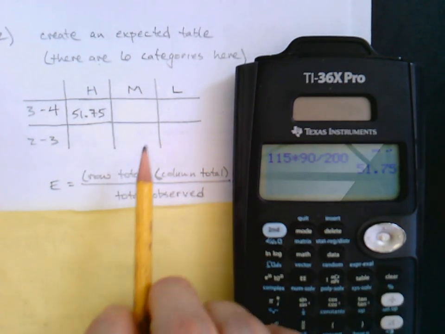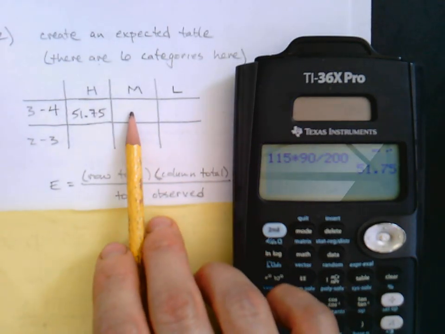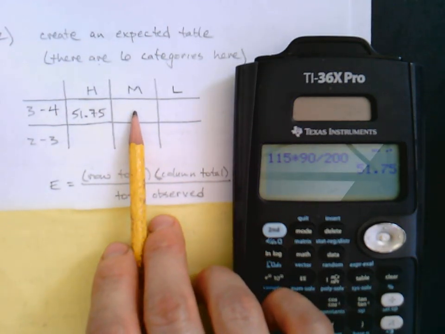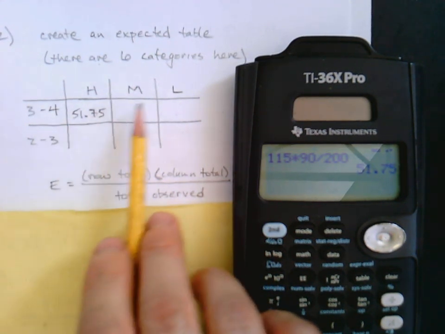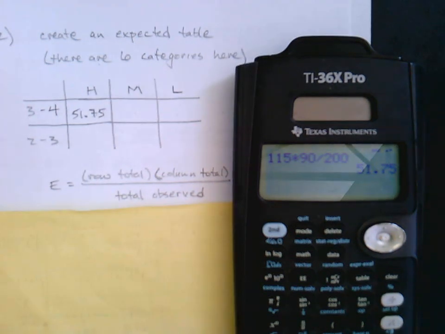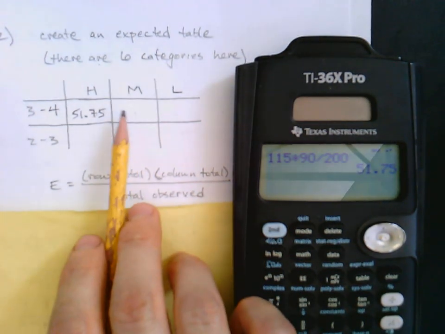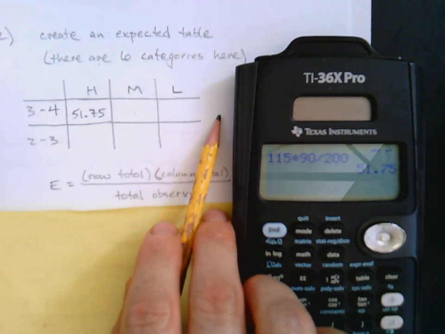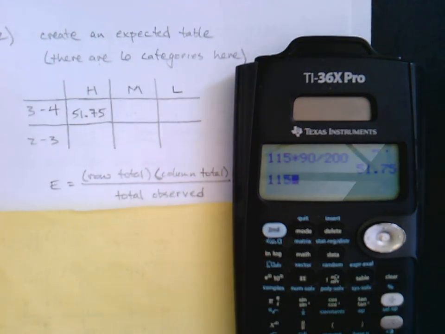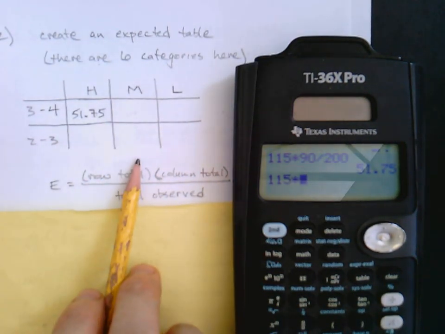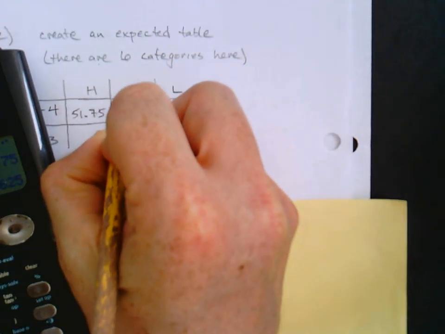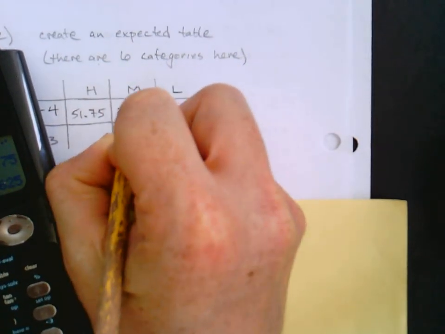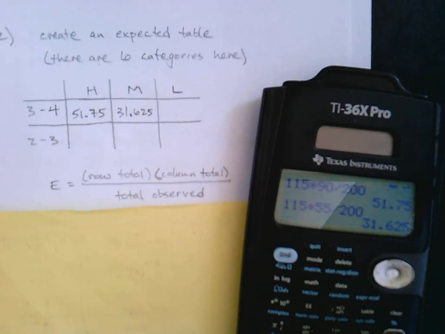Okay. Well, let's go through. That was a surprise. Let's go through and get the next one. For medium anxiety, I'm going to look at medium anxiety and 3 to 4 GPA. What's that going to be? Row total, 115. Column total, 55, divided by the 200. And I'm just going to take that whole thing, 31.625. I'm going to try not to round if I don't have to.